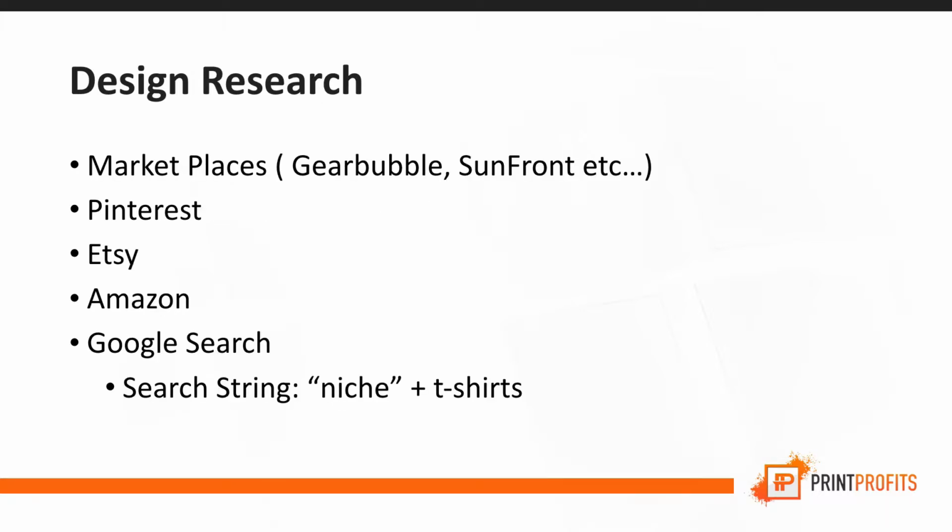When it comes to researching your designs, there are many different places you can get ideas from. You can get ideas from different marketplaces like Gearbubble or Sunfrog. These are marketplaces where people are already selling their own designs. You can see what is trending and what people are buying. When you get an idea of what's selling and trending, you can take that similar concept and get your designers to come up with something similar but different. But please keep in mind, we don't want to copy anyone's designs, but instead, we want to get the ideas from these top sellers so we can come up with something similar yet different.